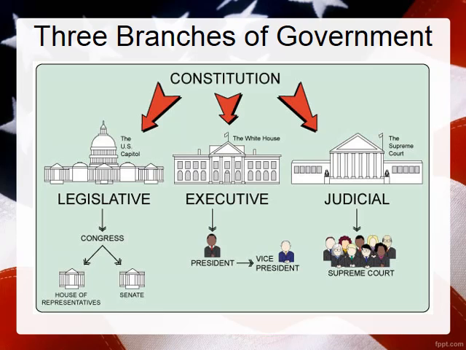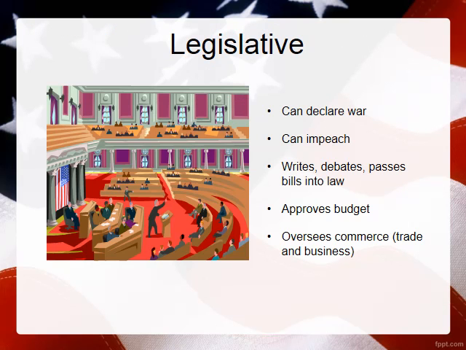The legislative branch can declare war, can impeach, most famously President Clinton, who was technically impeached but never actually had to leave office, can write, debate, and pass bills into law. This is probably the most crucial thing for you to understand as a public administrator. Can approve budgets. We just had the Office of Homeland Security almost shut down because a budget could not be approved. They literally had 2 hours left in the process, and they approved an extension. They can also oversee commerce, trade, and business.